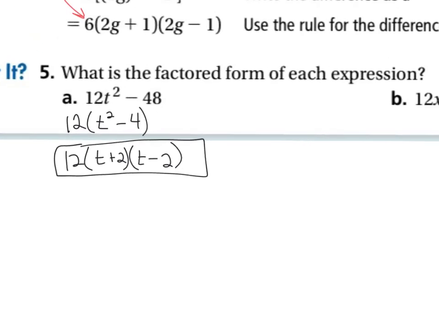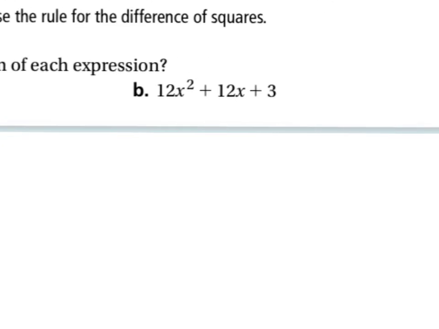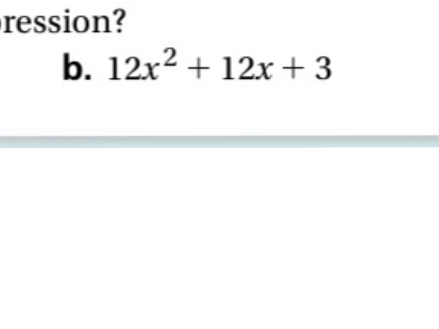So same idea if we look at part B. Again, 12 is not a perfect square. And actually this one has 3 terms in it. So they've gone back away from our difference of squares here, right? Difference of squares would only have 2 terms in it. So this one, GCF is 3.